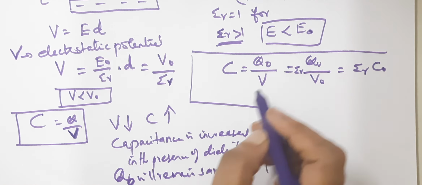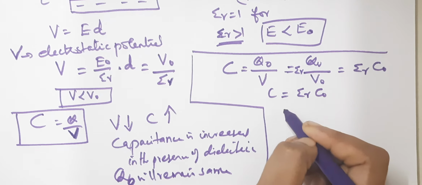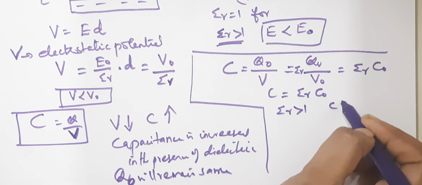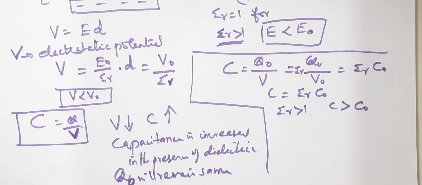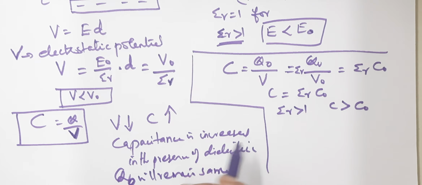Are you able to understand? So we have got C equal to epsilon r C0. Since epsilon r is greater than 1, we can say C is greater than C0. So thus the insertion of the dielectric increases the capacitance. Are you able to understand?